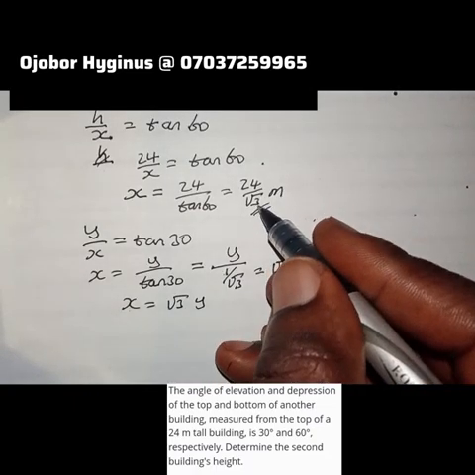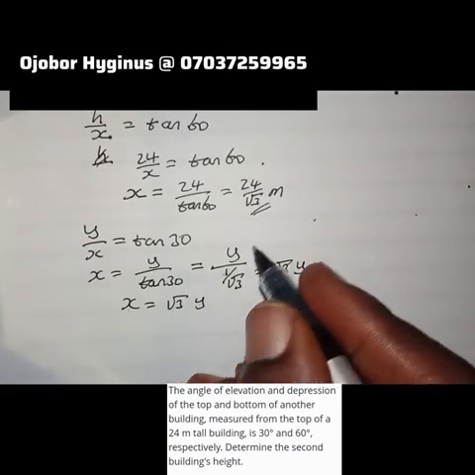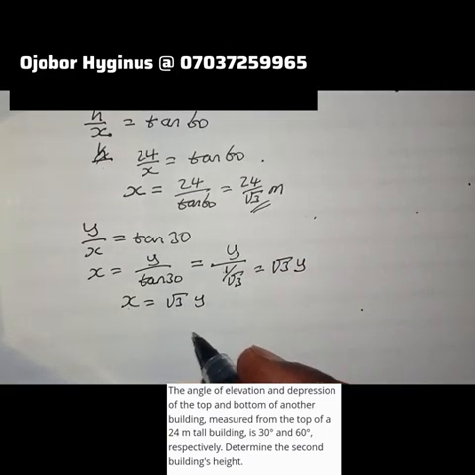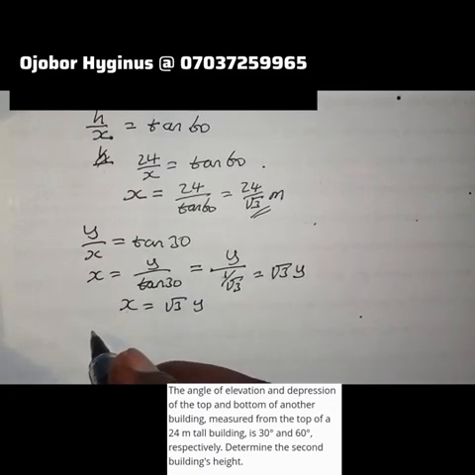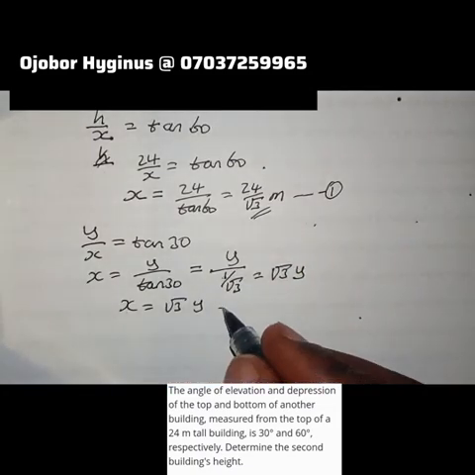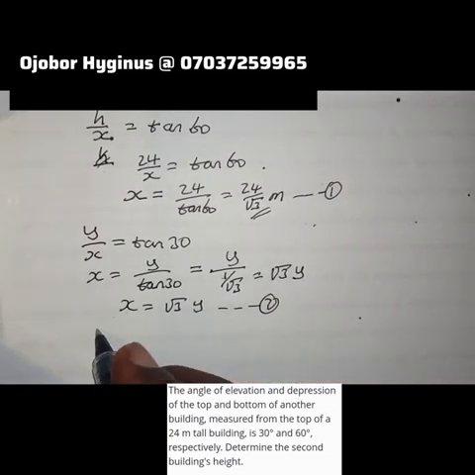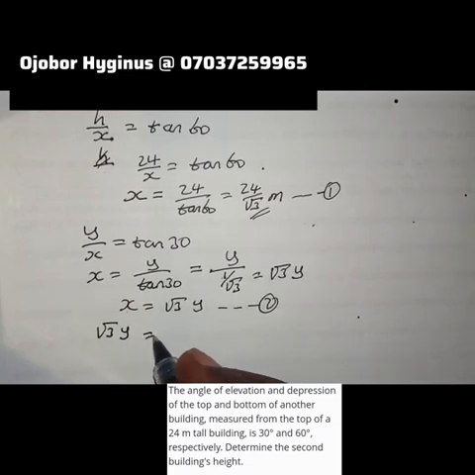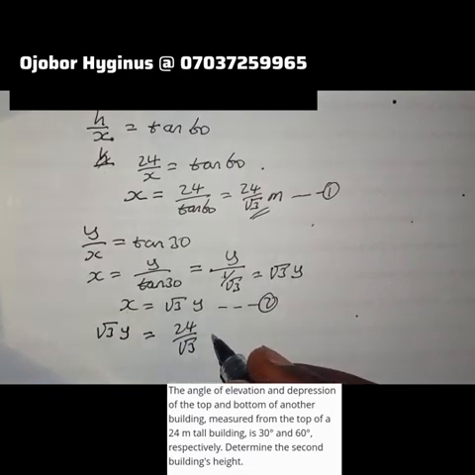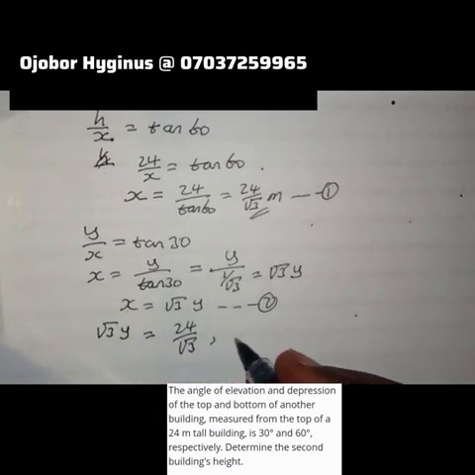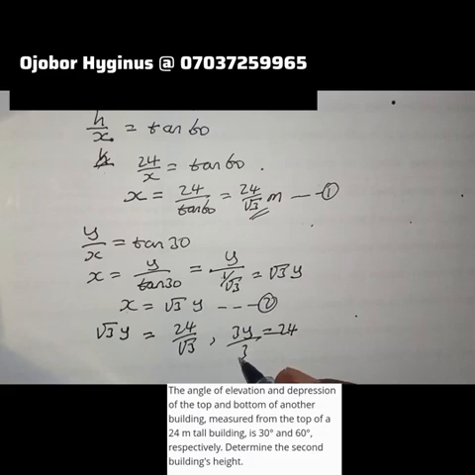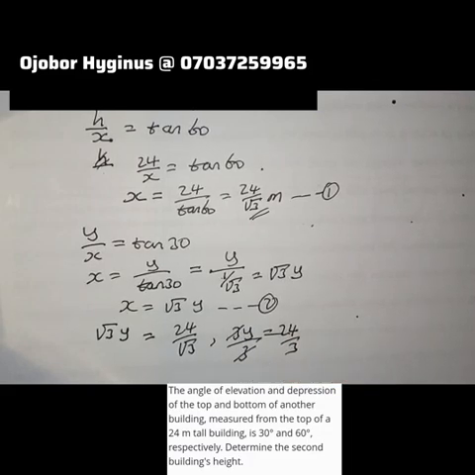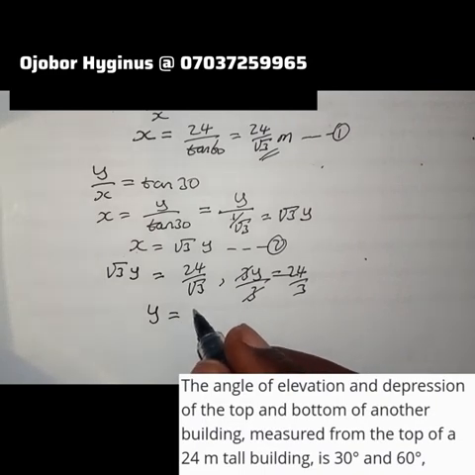Okay, so if x is root 3 y and x is also 24 over root 3, then we can equate root 3 y to 24 over root 3. Remember, we're looking for y, so that we can add it to the small h to get the capital H. So let's call this equation 1 and this equation 2. Equating both equations, we have root 3 y is equal to 24 over root 3, and when we cross multiply, root 3 times root 3 will give you 3, then you have 3y equals 24. Then you divide both sides of the equation by 3. This 3 will cancel this 3, and that will mean that y is equal to 24 divided by 3, which is 8.